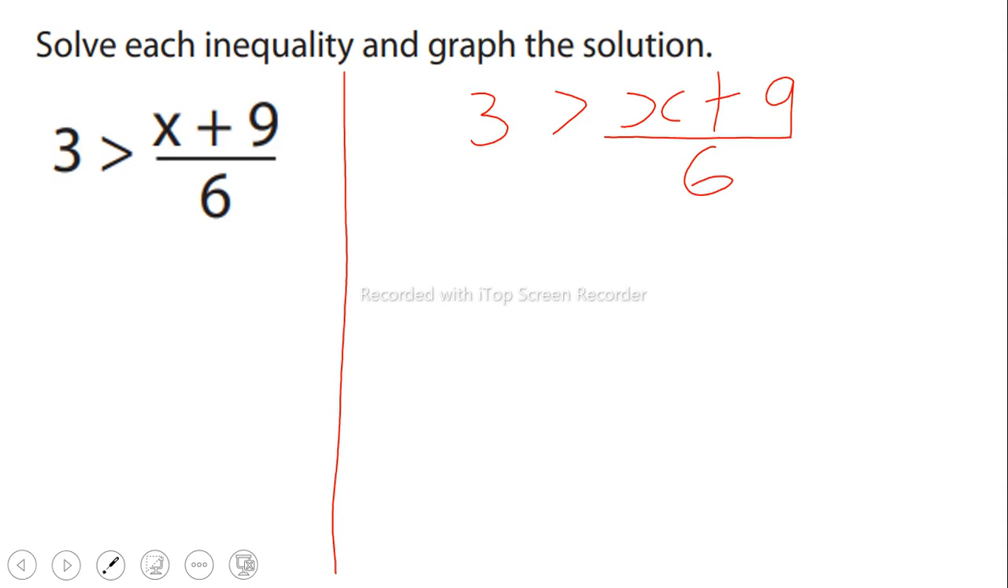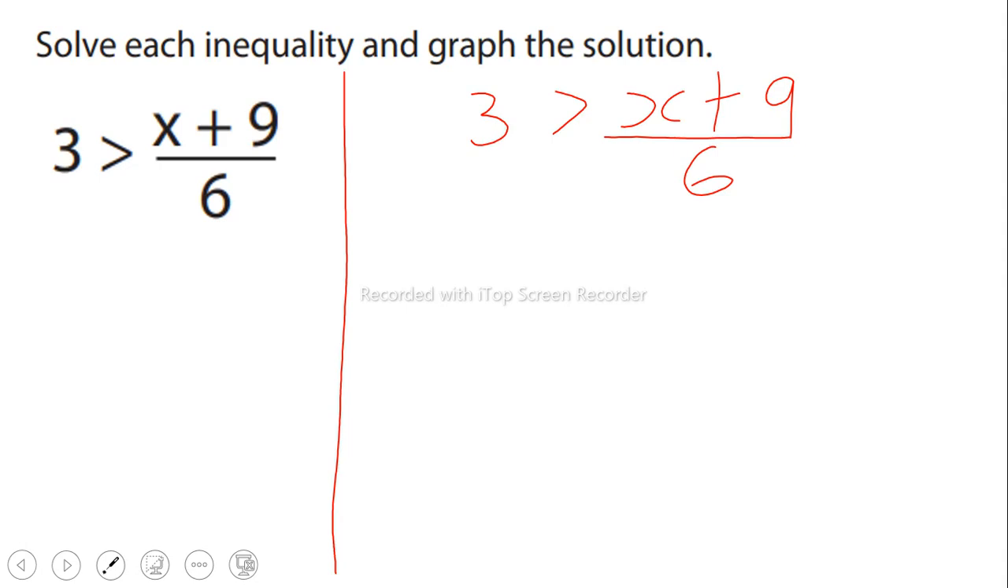All right, so let's go back to this one. For this one we're trying to solve this inequality and then graph its solution. Any questions before I move on? No, sir. Okay, so the idea here is still to make x the subject.